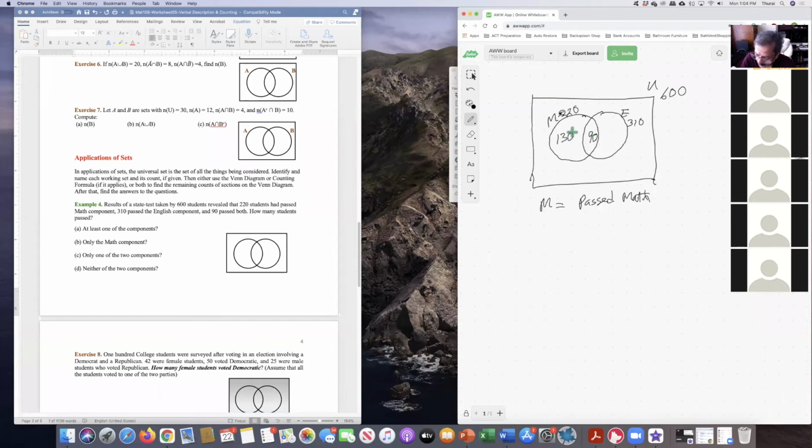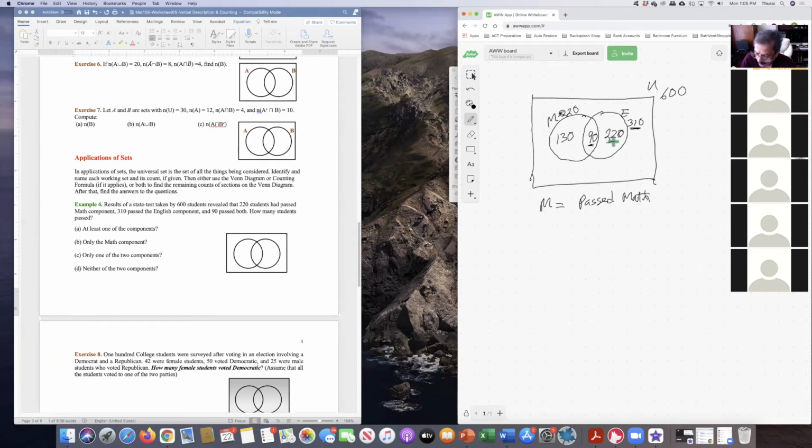Okay, right side of E. 310 minus 90 equals 220. Right. If anybody's not following me, please ask the question. So subtract 90 from 310. 310 is the total count of E, so subtract 90 from that. That gives you 220 for this section.